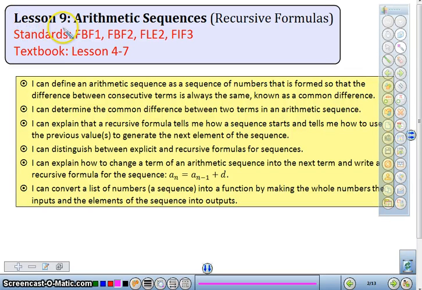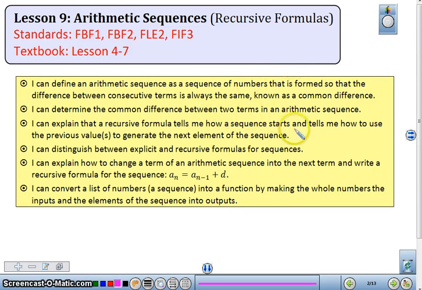In Algebra, Lesson 9, Arithmetic Sequences. Recursive formulas is what we are really working with in our arithmetic sequences. Here are your standards listed. This is from your textbook, Lesson 4-7. And here are the different standards that we are looking at in this lesson. Again, please read them through.